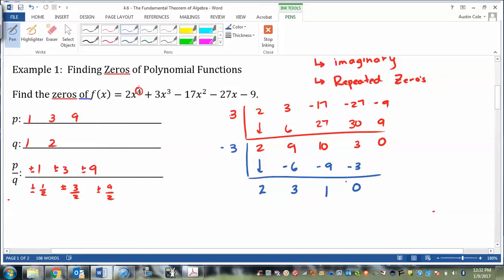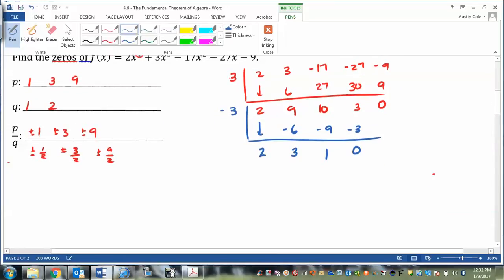Now, this is 2x squared plus 3x plus 1. That's a little bit better, isn't it? So my 2 factors that I've proven to be true are x minus 3, x plus 3, and now I'm left with 2x squared plus 3x plus 1.